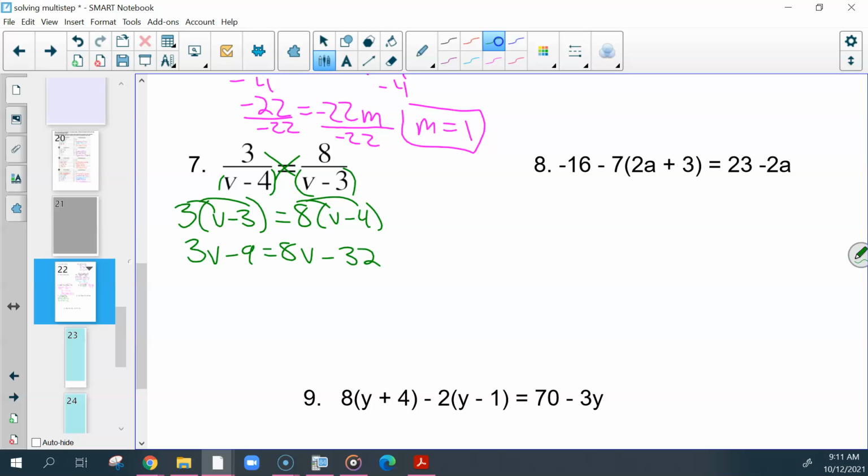We don't have like terms on the same side that we can combine, so we need to move a term. Which of these terms do we want to move? Go ahead. 3b. Okay. But Eric, if you want to move 9, that's fine too.